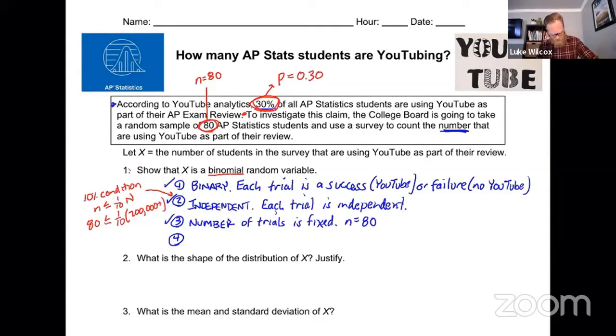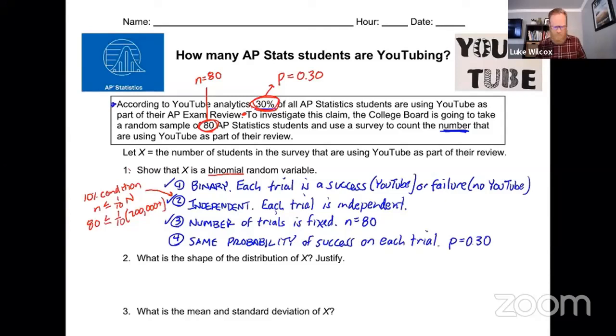And then finally, condition number 4, which is known as the same probability condition, says that the same probability of success on each trial. And actually, we know, according to YouTube analytics, 30% of AP Stat students are using YouTube. So that probability of success, P, is 30% for each student. And so we would definitely say that the 4th condition is satisfied there. And sure enough, we have a binomial random variable.